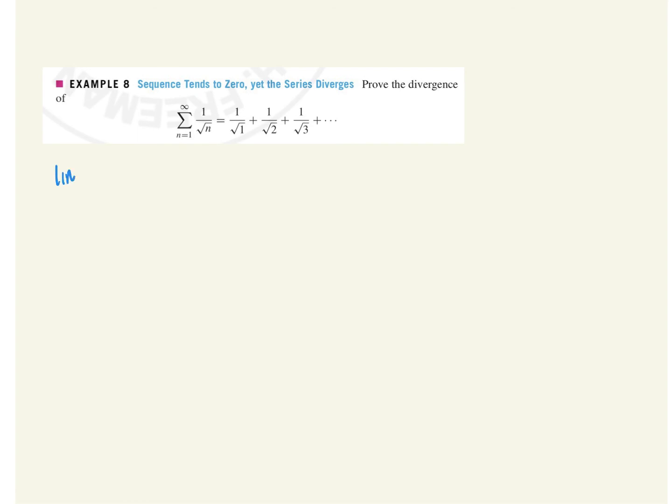So if we take the limit as n approaches infinity of a sub n, 1 over root n, that's 0. Even though the square root of infinity, it's a 1/2 power, it's not a massive power, it still will go to 0, right? The denominator is still growing faster than the numerator. This just simply means that it might converge. We have not proven convergence because the limit is equal to 0. So we need to investigate.